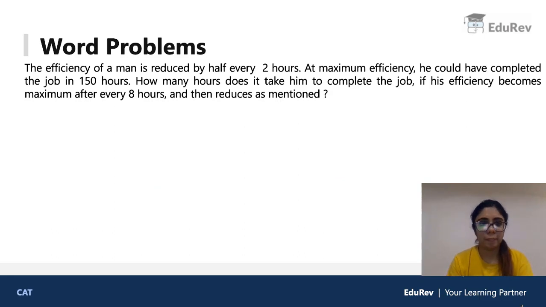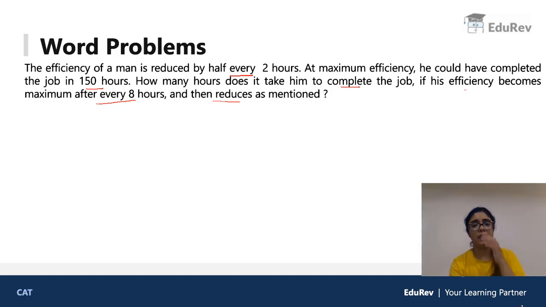What does it say? The efficiency of a man is reduced by half every 2 hours. At maximum efficiency, he could have completed the job in 150 hours. If he worked at complete efficiency, he would have completed the job in 150 hours. How many hours does it take him to complete the job if his efficiency becomes maximum after every 8 hours and then reduces as mentioned?